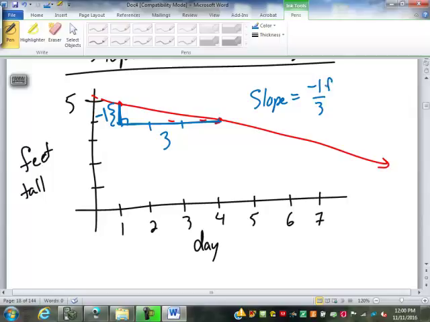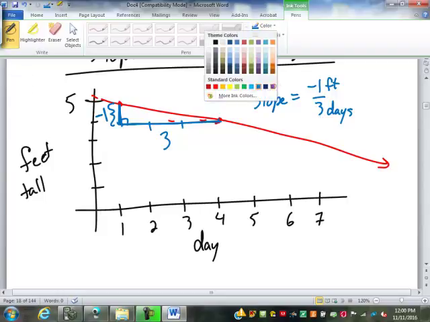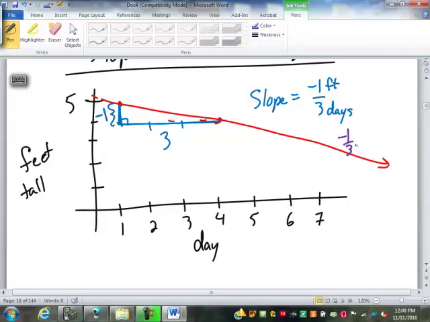There's actually a little bit more to it than that. It's -1 foot per 3 days. Now, if you just put on a test -1/3, I'm okay with that. But there actually are units in this. So it's -1 foot per 3 days, or you could look at it as -1/3 of a foot per day, if you divide it out.